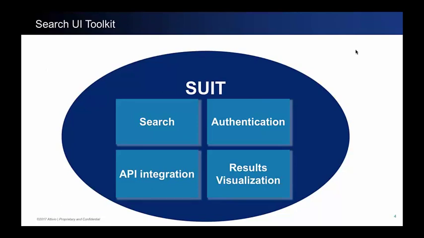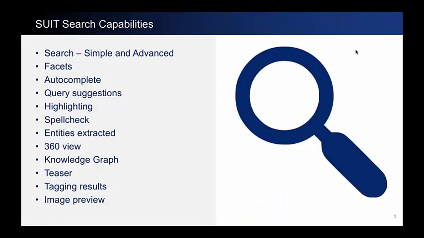So what is included in Suite? We look at it as 4 pieces: search, authentication, API integration, and results visualization. When you think about the search, what's so special about a search application versus any other UI application? There are some specific characteristics of search applications that, with our expertise, we feel we are enabling developers to quickly build, such as having the search box available and being able to have simple query and advanced query, having facets, autocomplete, highlighting, spell checks, and the list goes on of search-specific capabilities.